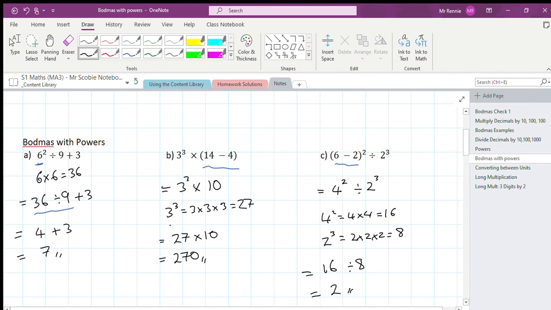Okay, so there's 3 examples for you to copy down and write down the examples when powers are used in Bodmas, and you're going to see some questions have powers today. Remember, if there's any brackets, deal with them first. If there's no brackets, then go to the powers. Then the division and multiplication happens before the addition and subtraction.